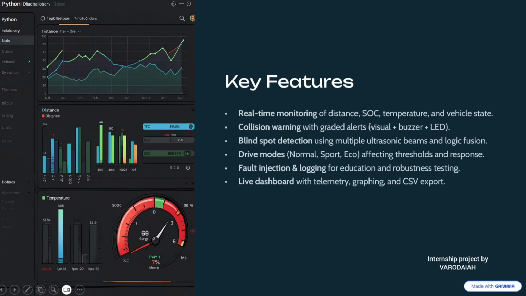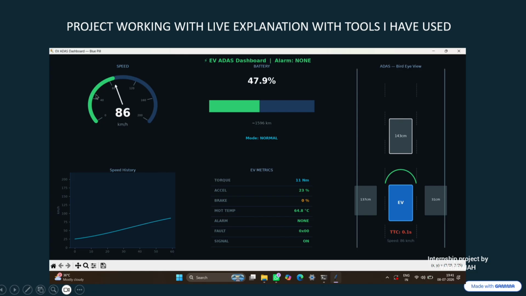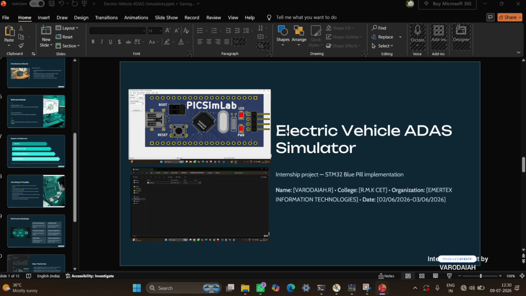Let's see the key features: real-time monitoring of distance, state of charge, temperature and vehicle state; collision warning with graded alerts; blind spot detection using multiple ultrasonic beams and logic fusion; and drive modes, which are normal, sport and eco. Eco gives maximum range, normal gives general driving, and sport gives performance and overtaking, at 200 newton-metres, whereas eco gives 120 newton-metres. The live dashboard is shown with telemetry graphing and CSV export. This is the EV dashboard which you can see.